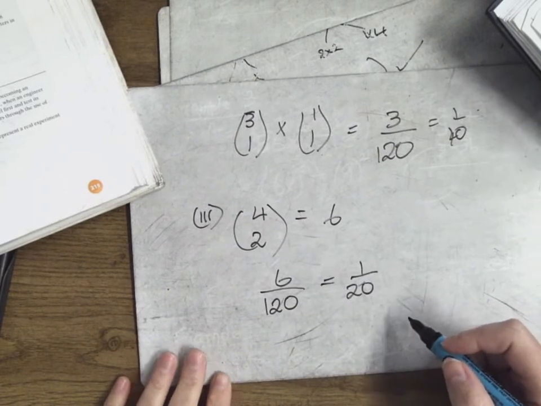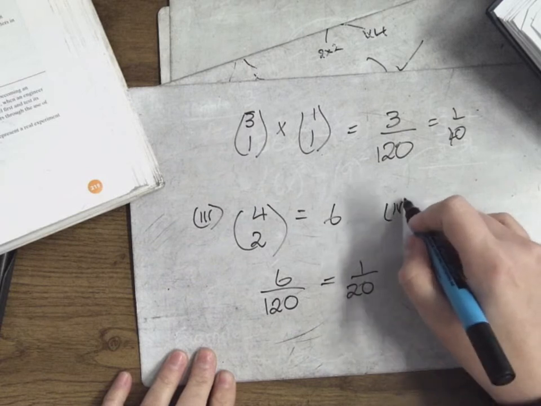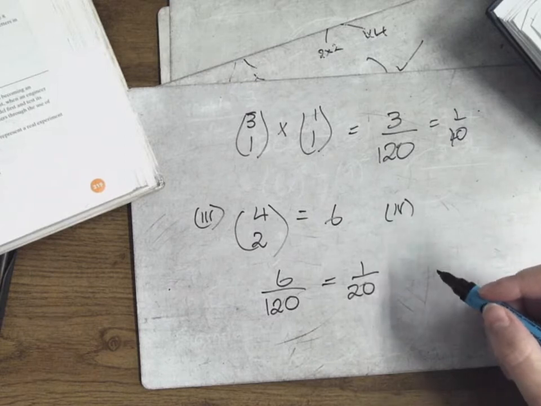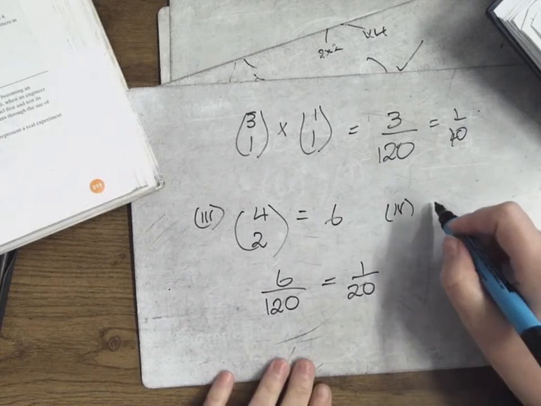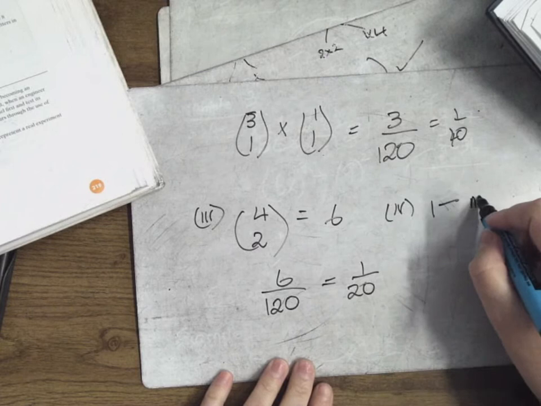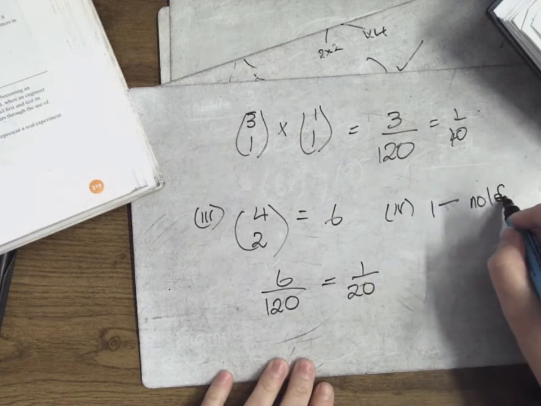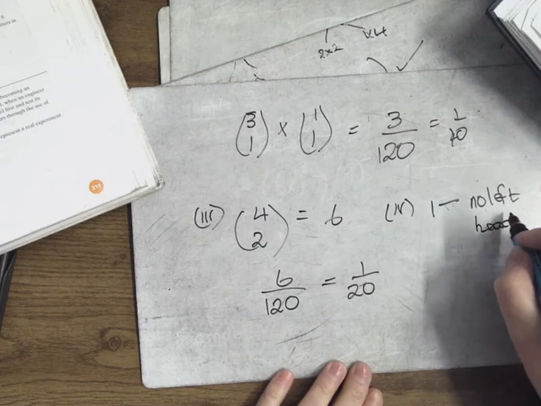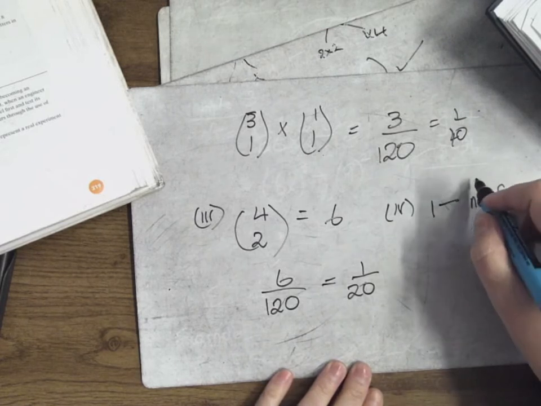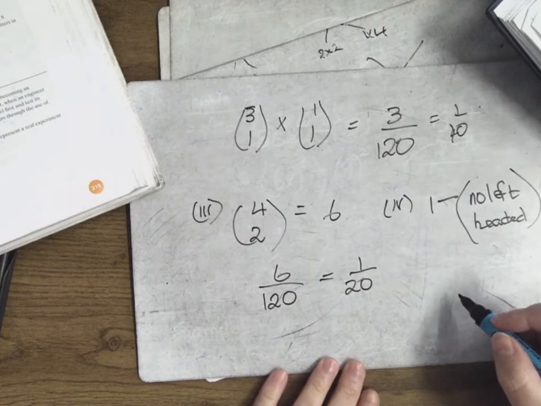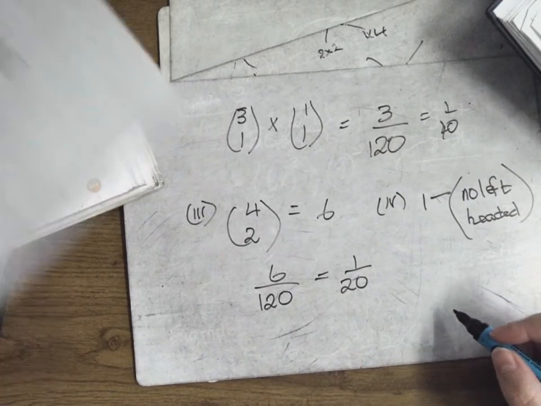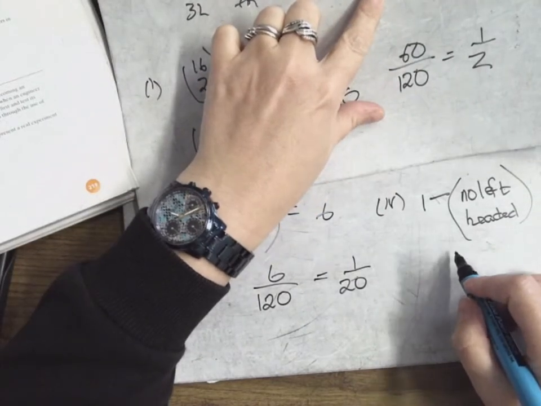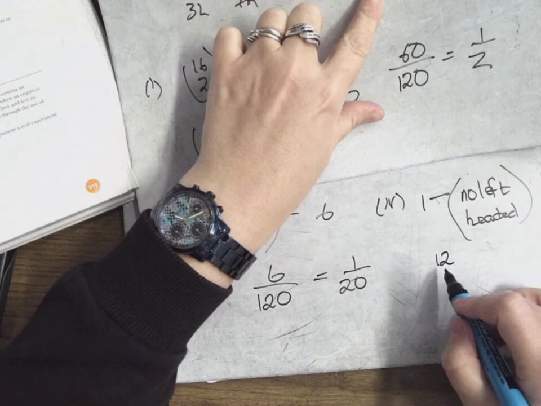And then part 4, it says at least 1 pupil who is left-handed. Right, now the best way to do that is 1 take away, no left-handed. That's the best way to do the at least. So if you say it's 1 take away, no left-handed. Okay, so no left-handed would be, there's 7 right-handed and 5 right-handed, so you're only choosing from them. So that's 12 choose 2.